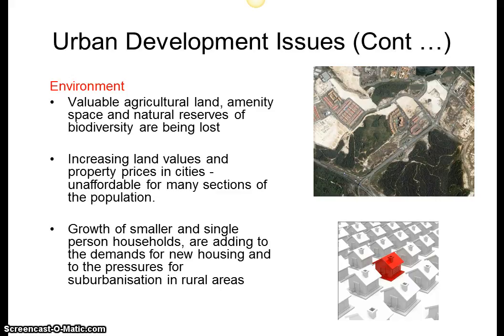Valuable agricultural land, amenity space and natural reserves or biodiversity are being lost. You can look at the picture. Initially it was plantation, now it has become a housing estate. My house is somewhere here. This is my house somewhere here.